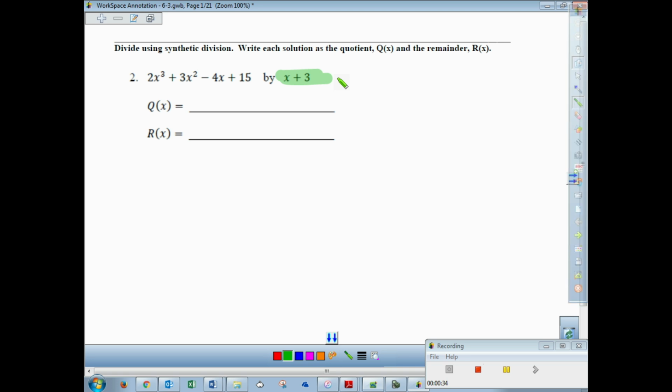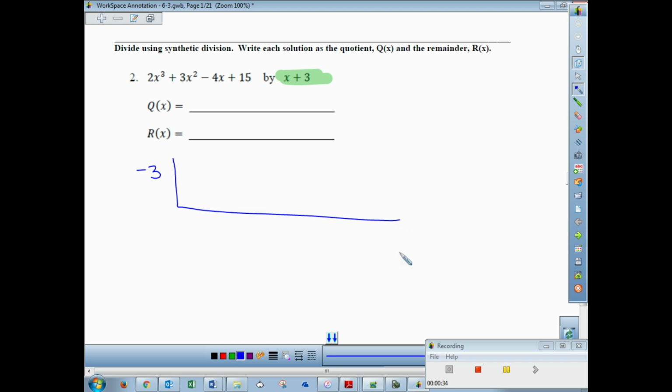We synthetically divide by the zeros. So since this is x plus 3, what value of x will make that turn out to be 0? Negative 3. So we'll synthetically divide by negative 3. Then you'll put this little bracket type thing. What goes up top here is the coefficients of all of these guys in order with all placeholders. So since this is a third degree polynomial, the first coefficient is 2. Then you need the second degree guy, which is a 3. The first degree is a negative 4. And then the 0th degree is 15.